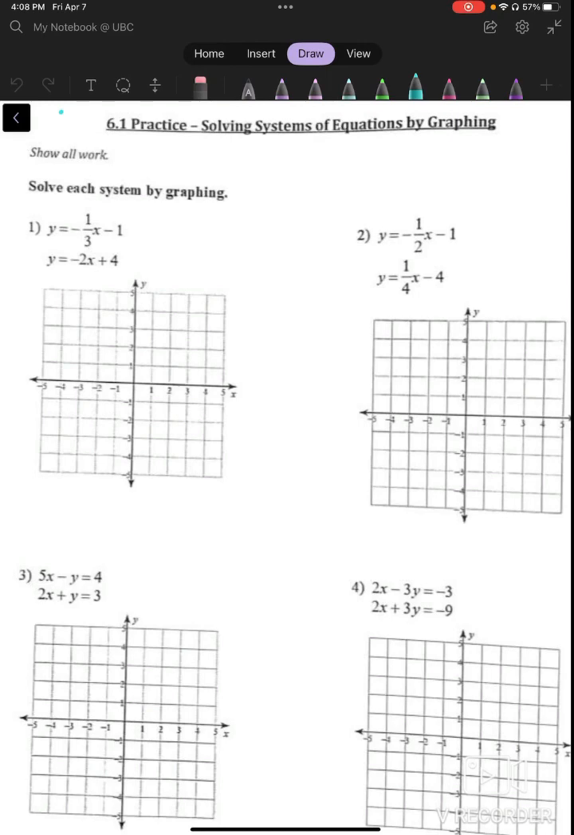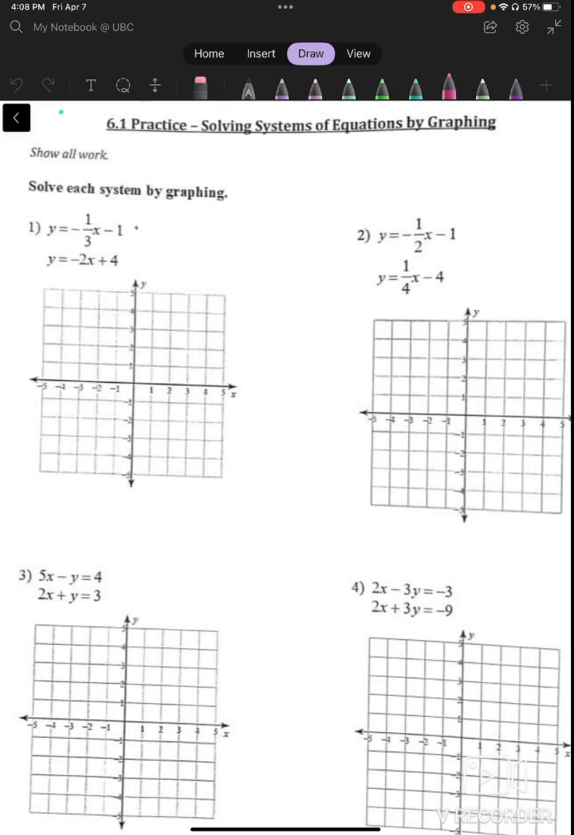So, for the first 2 problems here that ask you to solve each system by graphing, it gives you 2 equations of lines, and what you are meant to do is graph the 2 lines and then find the point at which they intersect, which is how you solve a system.